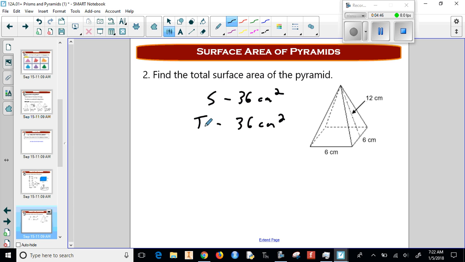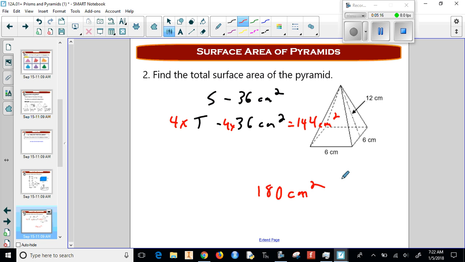That's not common, but there's four of those, so I'm going to write out in front, we want 4 times those. So 4 times 36. Now, we could just do 5 times 36, or we could figure this out here. That's going to be 144. And now if I add these together, it looks like 180 centimeters squared.